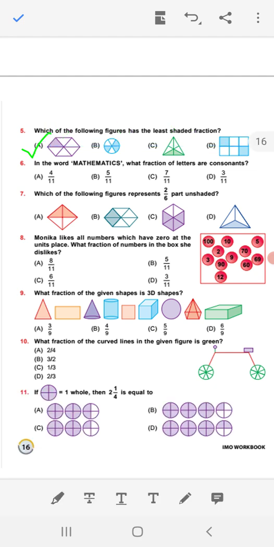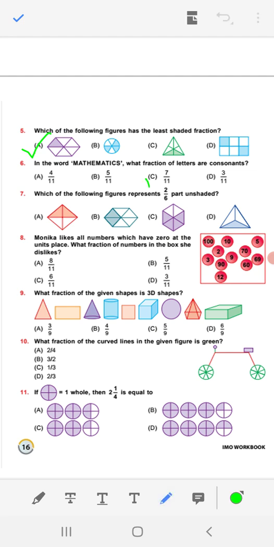Now passing to the question number 6. In the word mathematics, what fraction of letters are consonants? See what are the consonants here? M, T, H, M, T, C, S. These are the consonants. So how many consonants are there and how many total letters are there? Count it. Total letters 11 and out of them consonants is 7. So here the fractional part for consonant is 7 by 11.